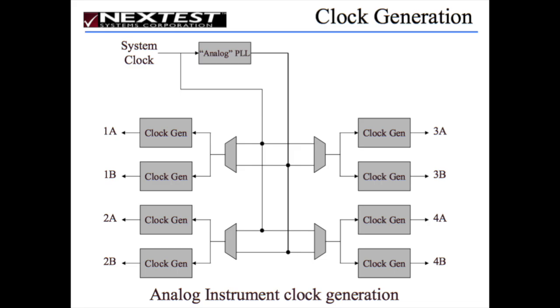Okay, here's how we do it. We have the system clock come in, and then we take it into what they call the analog PLL. It's not an analog PLL, it's a digital phase lock loop, but it's called analog because it goes to the analog components, the MSPC's analog parts, the AWI and the ACI and the modulator and so on. Here's how it works. We have a mux for each one of the clocks to go to the clock generator for slot 1A, 1B, 2A, 2B, 3A, 3B, and 4A and 4B.